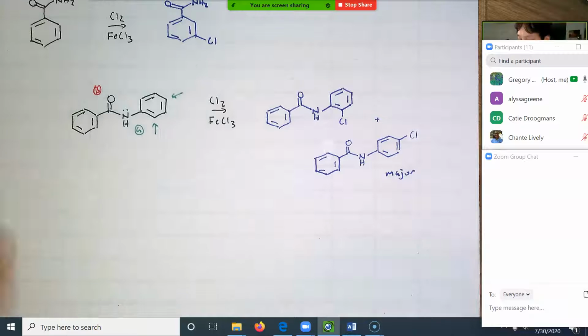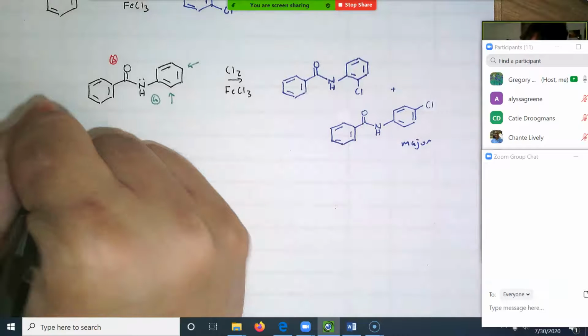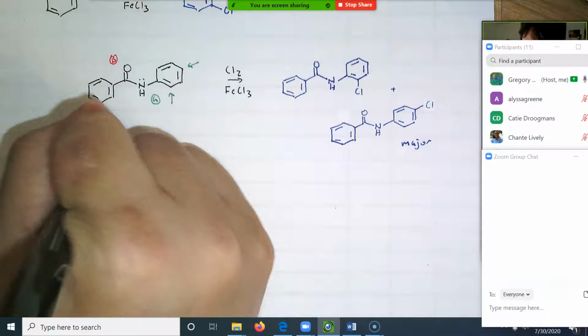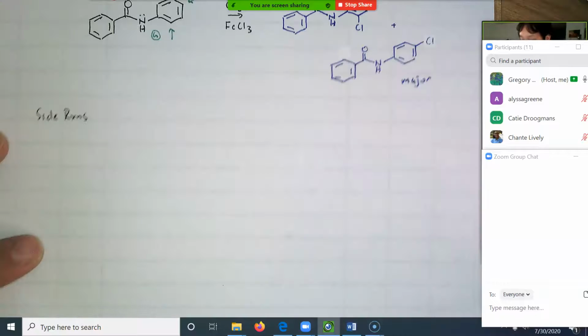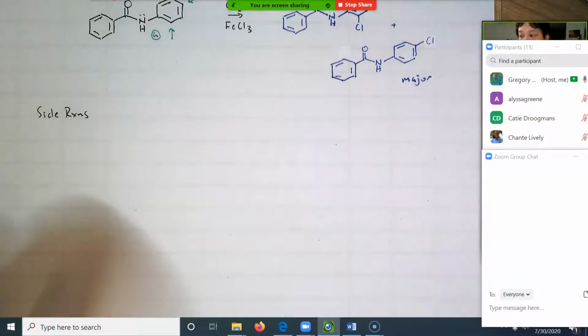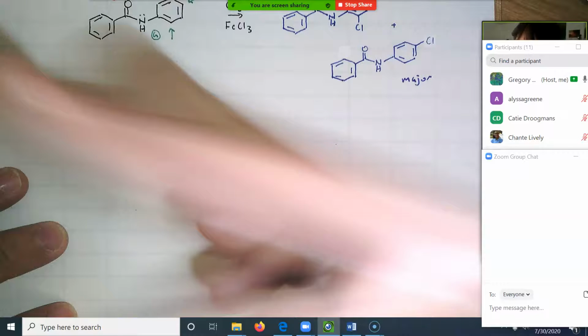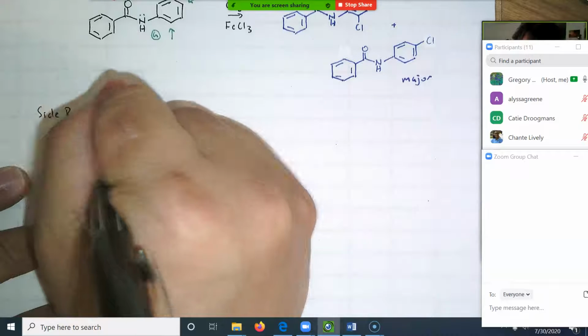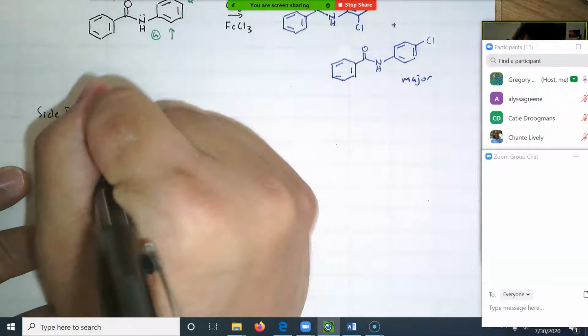There's several topics I want to get to. Let me go through side reactions. Side reactions are going to be very important for synthesis, okay? Because in Unit 14, we have those 5 electrophilic aromatic substitutions, but we could do other things. So an important side reaction could be this one.